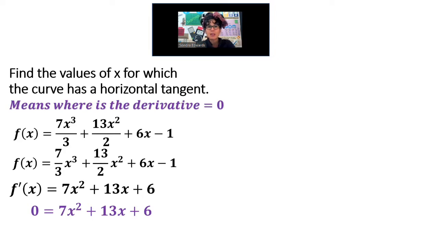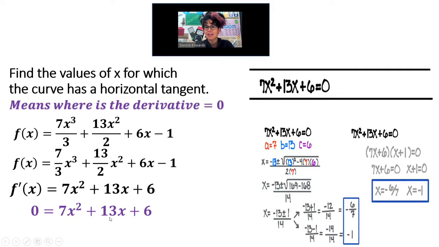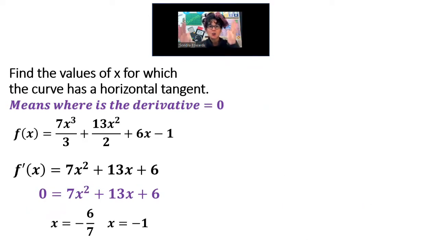From here, you should be able to use your skills to solve for x. You can hit pause for a second if you'd like. You should be able to use the quadratic formula or factor, setting each piece equal to 0. However you do that, you end up getting that x is -6/7 and x equals -1. We have the answer, we've solved the problem, but I want to go ahead and just draw a picture of what happened so that you understand again what it is that you're finding.